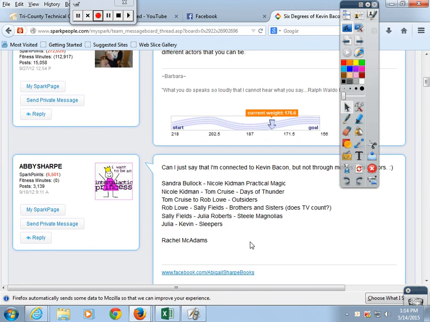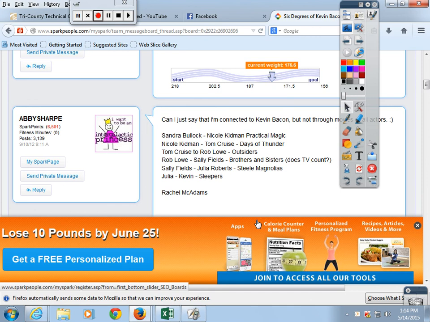Well, here's one. Sandra Bullock played with Nicole Kidman in Practical Magic. Y'all know where the two sisters are witches. That was a good movie. And Nicole Kidman played with Tom Cruise. Tom Cruise played with Rob Lowe in The Outsiders. Rob Lowe played with Sally Field in Brothers and Sisters. Sally Field played with Julia Roberts in Steel Magnolias. And Julia and Kevin in Sleepers, which was a horror movie. You got to know your movies too.